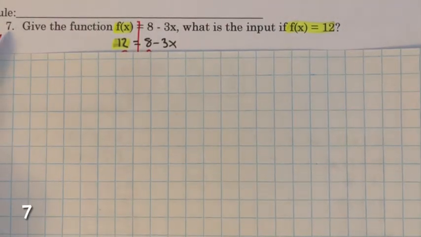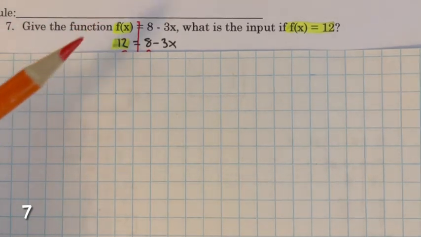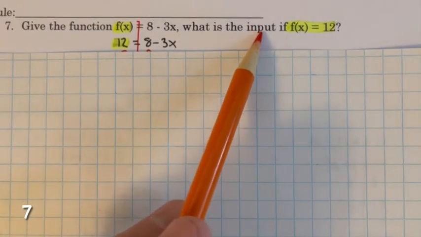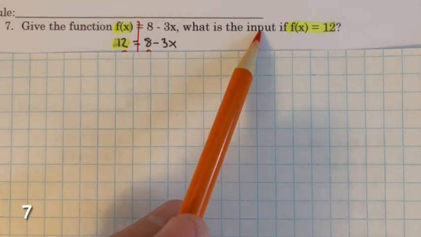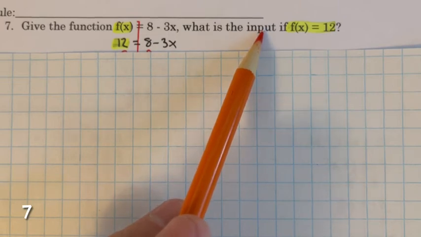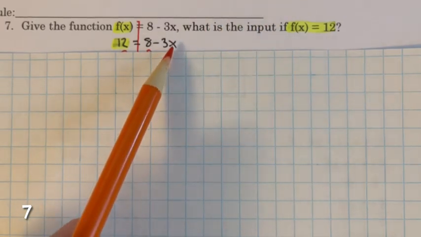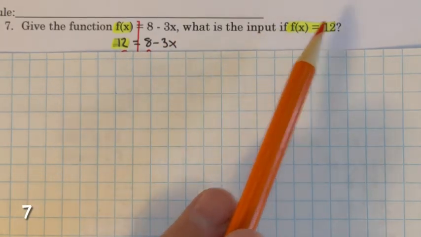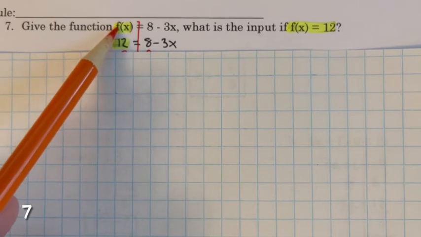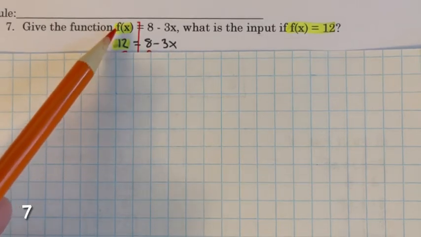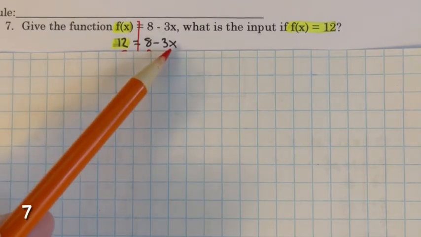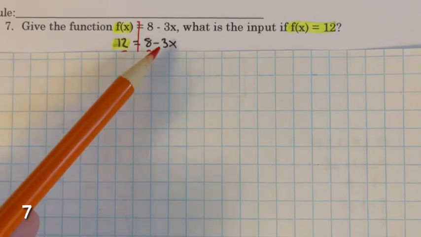Problem 7, given the function f of x equals 8 minus 3x, what is the input if f of x equals 12? Well, remember, input is the x value, output is the y value. So we're trying to find the x value. We know what f of x equals. F of x equals 12. So we're going to substitute f of x with 12. Now we need to solve for the input, or the x value.